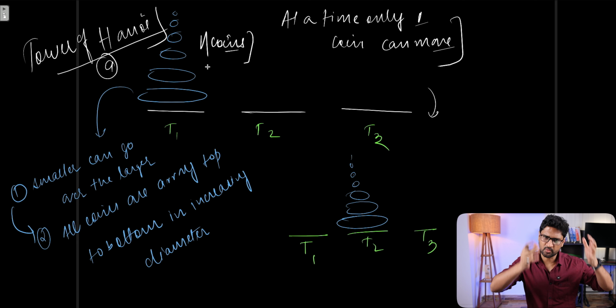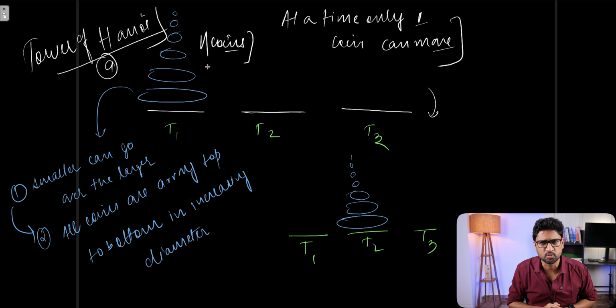Now if I want to move all the coins from table 1 to table 2, in this situation, how many steps do I need to take? Let's try to understand with the help of an example.